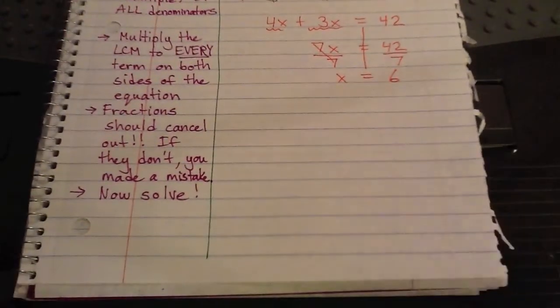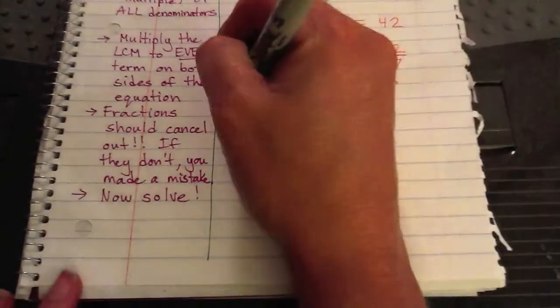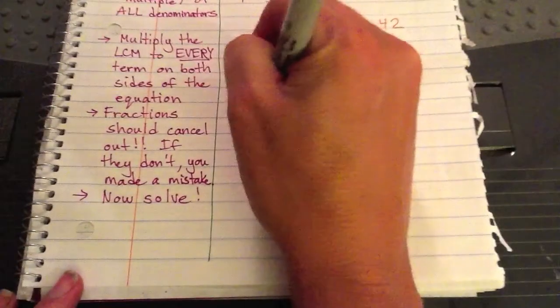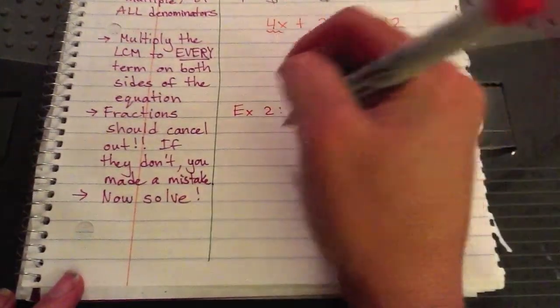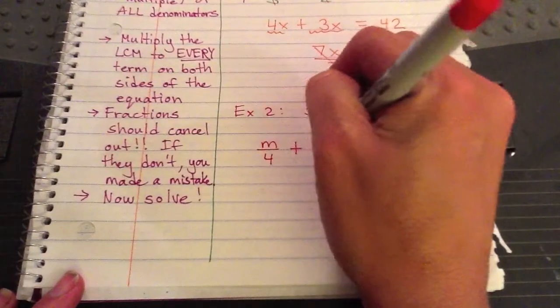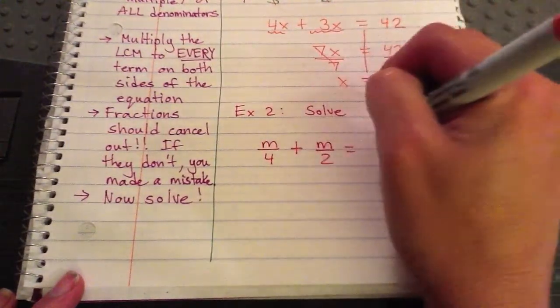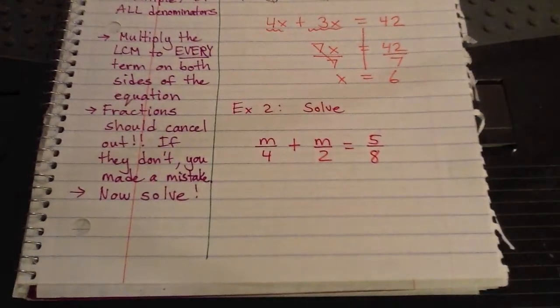Alright, let's try one more. We're actually going to do 2 more. Example 2. Solve m over 4 plus m over 2 equals 5 over 8. So take a look at your denominators and find out your LCM.